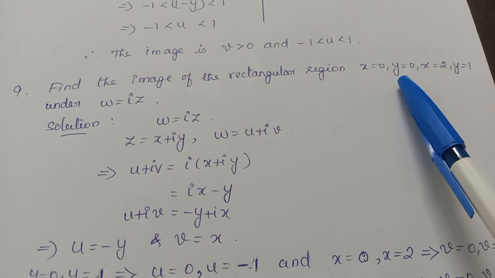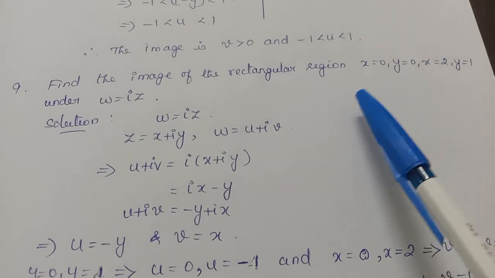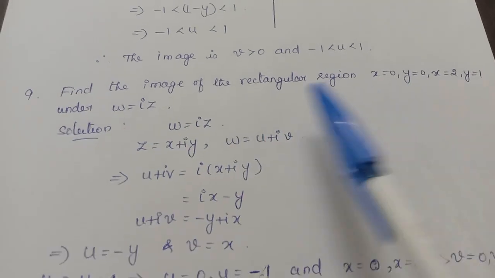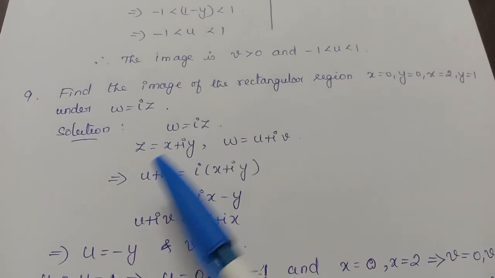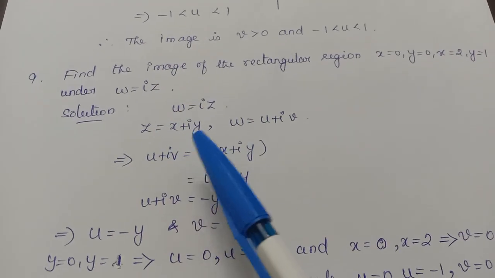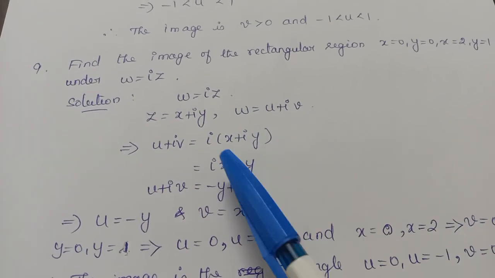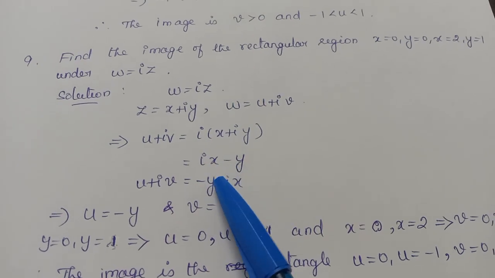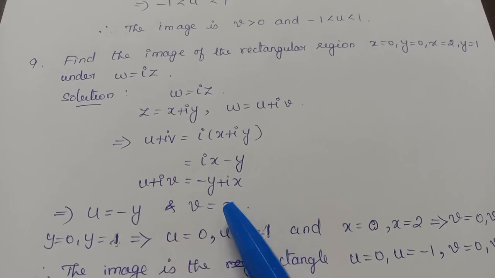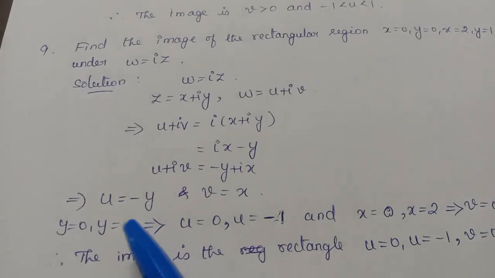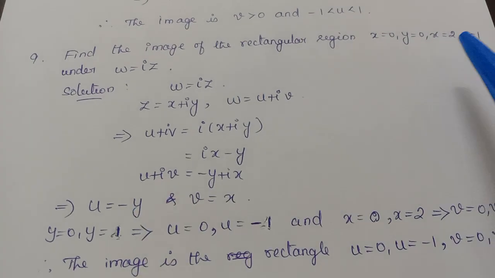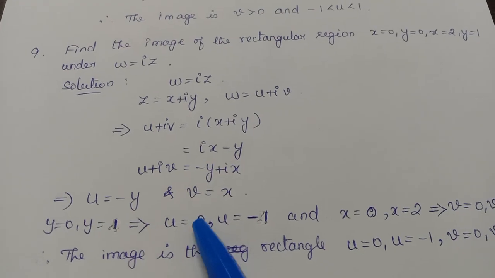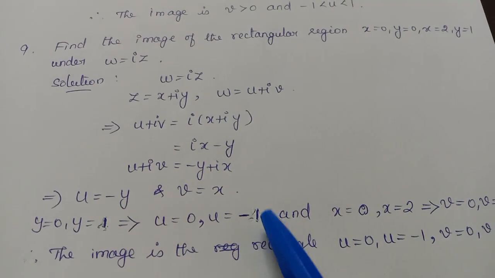Okay, the final problem. Find the image of the rectangular region x equal to 0, y equal to 0, x equal to 2, y equal to 1 under w equal to iz. So this is a rectangle. Rectangle means a region bounded by 4 lines. We are going to find its image under w equal to iz. The same way, just put z equal to x plus iy and w equal to u plus iv. So then after that you separate the real and imaginary parts. So here the real part is minus y and the imaginary part is x, no? So u equal to minus y. For y they have given 0 comma 1. So when y equal to 0, u equal to 0. When y equal to 1, u equal to minus 1.